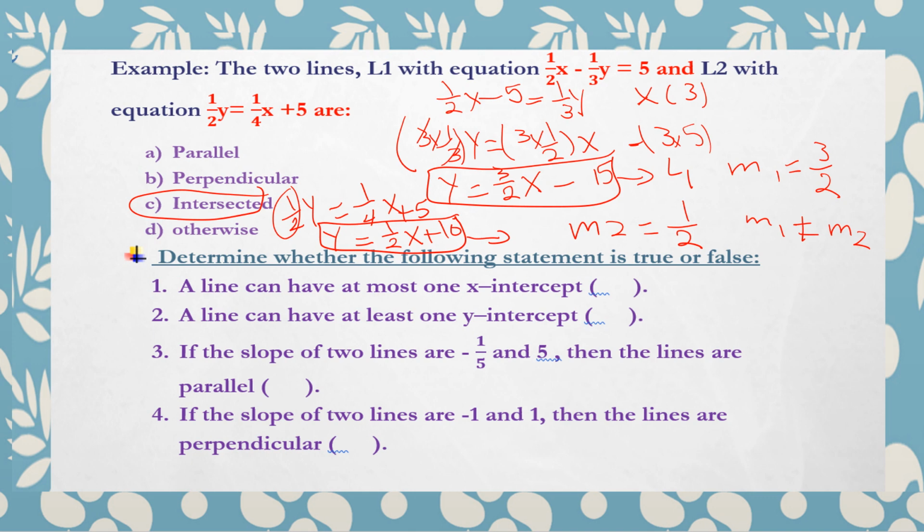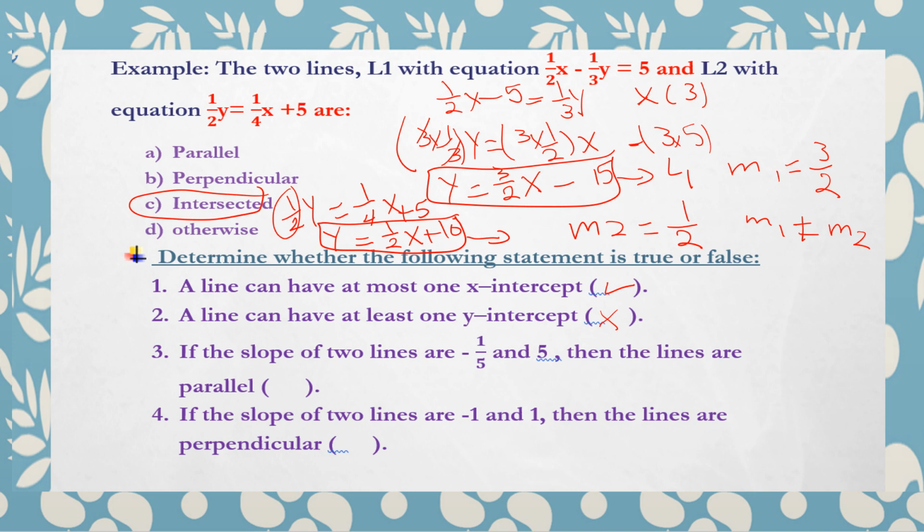Determine whether the following statements are true or false. Statement 1, a line can have at most one x-intercept. This is of course true, as each straight line has only one x-intercept, and this is at most, so this statement is true. A line can have at least one y-intercept. This is of course false, as this means the line can have more than one y-intercept, and this is logically not true, so the statement is false.